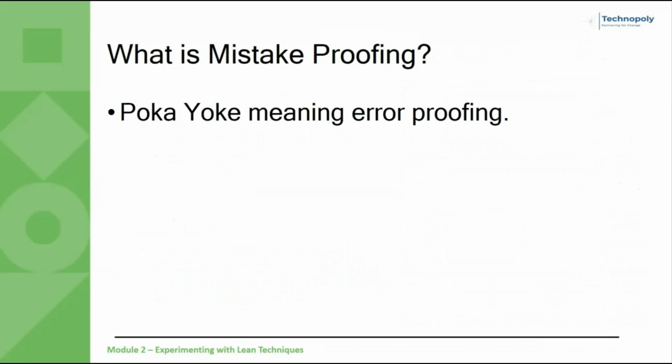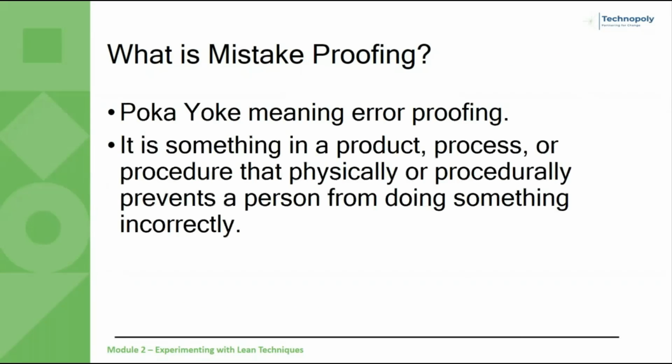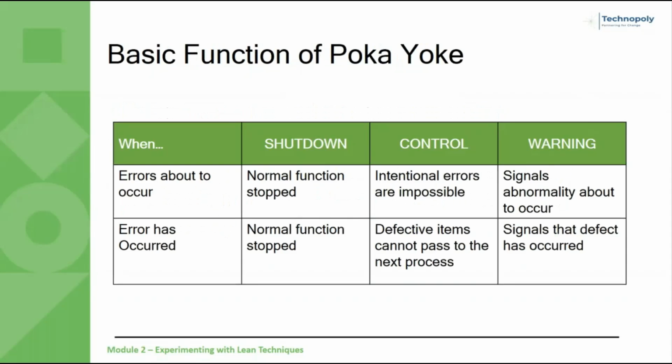It comes from the word poka-yoke, meaning error proofing. It is something in a product, process, or procedure that physically or procedurally prevents a person from doing something incorrect. Basic function of poka-yoke. When an error is about to occur: in a shutdown condition, meaning normal function stops; in a control condition, meaning intentional errors are impossible; and warning, meaning it will signal an abnormality about to occur. While when an error has occurred, in a shutdown condition normal function stops; in a control condition, meaning defective items cannot pass to the next process; and warning will signal that a defect has occurred.